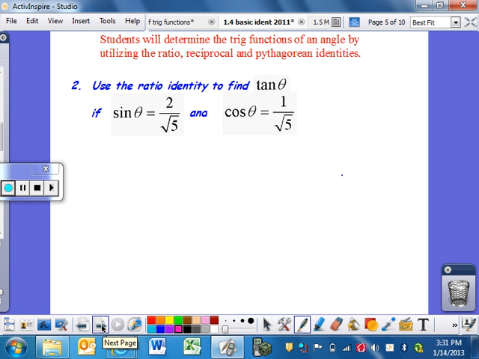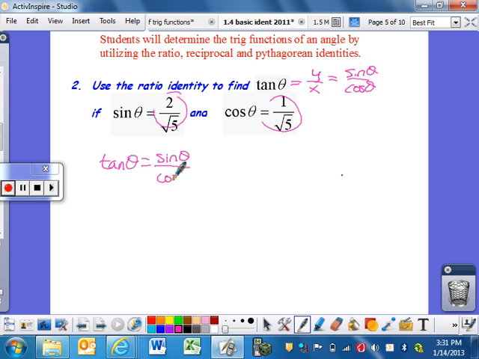Okay, the ratio identities. Now, tangent. We know that tangent is y over x. Okay, so if you know that, what's y every time? Sine. What's cosine, or x every time? Cosine. So if you look at your formula, tangent is sine theta over cosine theta. So if you know the actual values, this is going to be pretty nice, because all I have to do is just dump in what sine is over what cosine is. So sine is 2 over root 5.